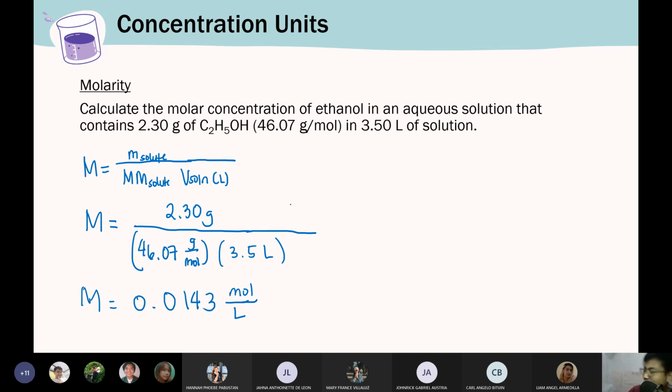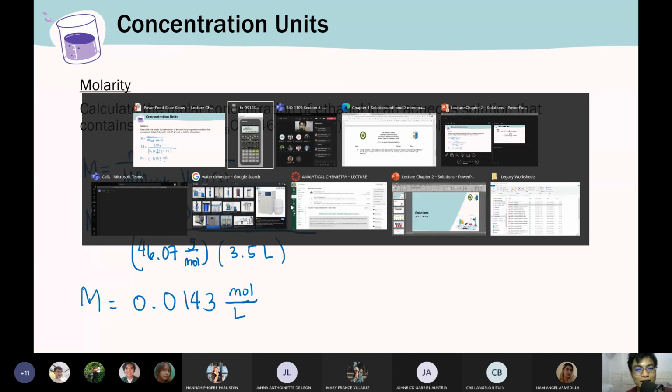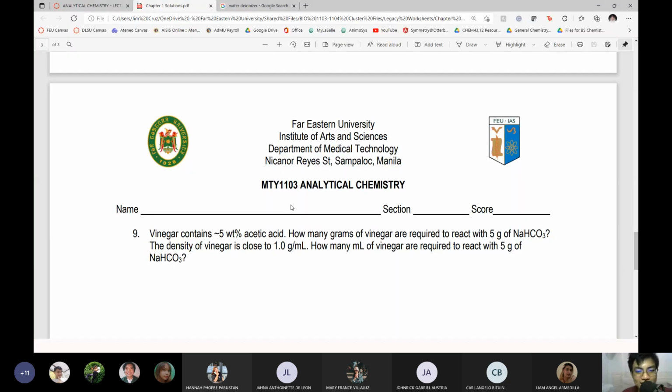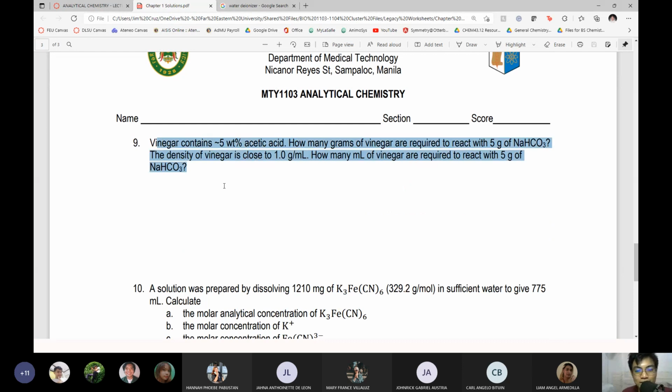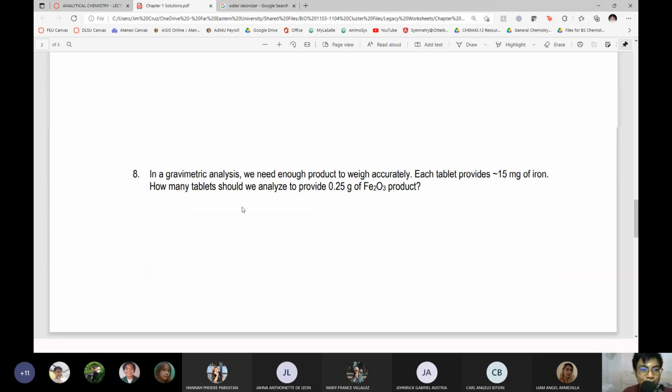Madali lang ba? Madali lang, no? So, tingin nyo ba kaya nyo na mag-solve ng molarity? Kasi kayo naman. Ngayon pa lang, sir. Okay. So, kaya na. Don't worry. Marami naman tayong examples. Kayo naman mag-solve. May notes naman kayo, di ba? Ayan. Yung susunod, mas malala na. Pero i-discuss ko to, don't worry.